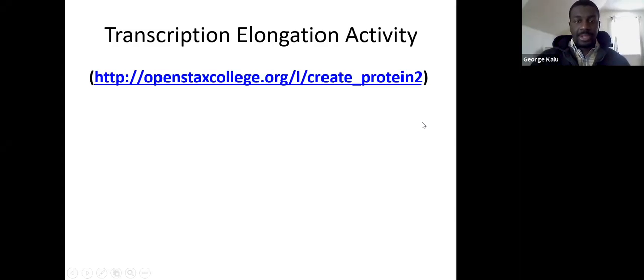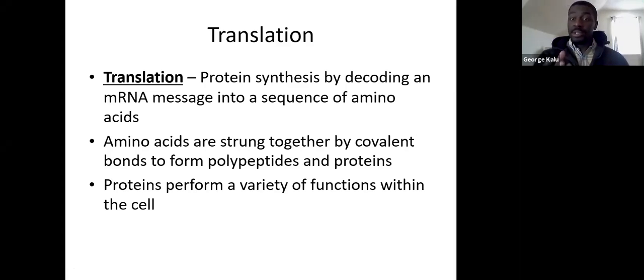Yeah, okay. So we've just completed transcription. We've just formed our mRNA molecule here. Okay. So now that's going to bring us into the next process called translation. So what we need to do now is take that mRNA that we just produced from transcription, and use that to help us form some proteins. So translation is basically protein synthesis using an mRNA molecule as kind of our shortened instruction manual here.